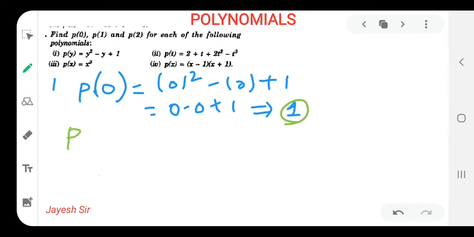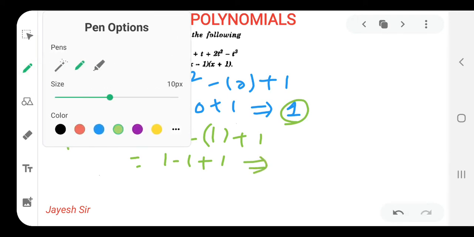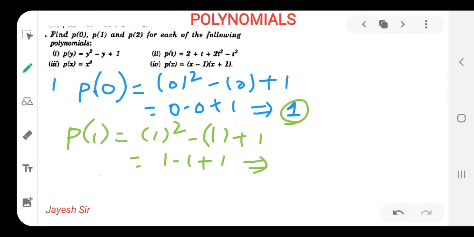Now we'll solve for p(1). We'll put the value of y as 1. 1 square minus 1 plus 1. Yes, 1 minus 1 plus 1. That means the 1s cancel, so we are left with only 1. Yes, because plus 1 minus 1 got cancelled.